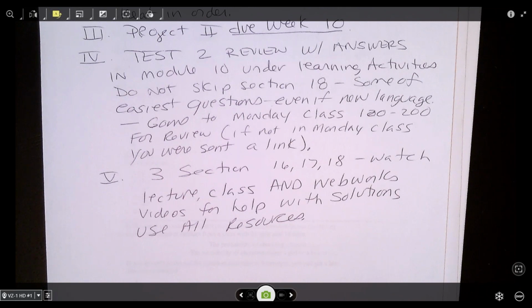Also, section 18 seems to be one people do the worst on. I think they just don't get to it, and it's actually some of the easiest problems. It's just an unfamiliar language. So don't skip 18. It'd actually be some of your easiest points. Do not skip 18 or think, I don't know what these words mean. Actually do it. It'll be some of your easiest problems.